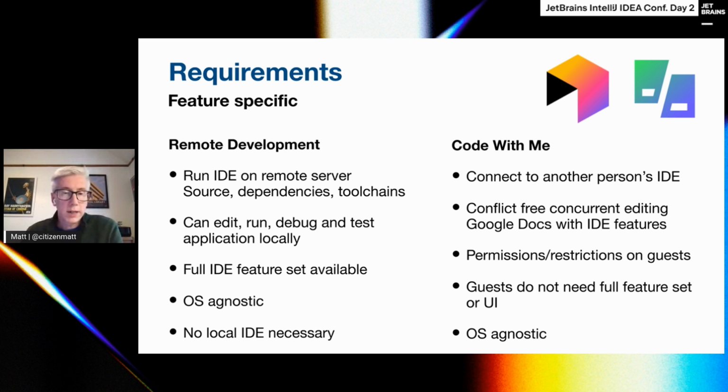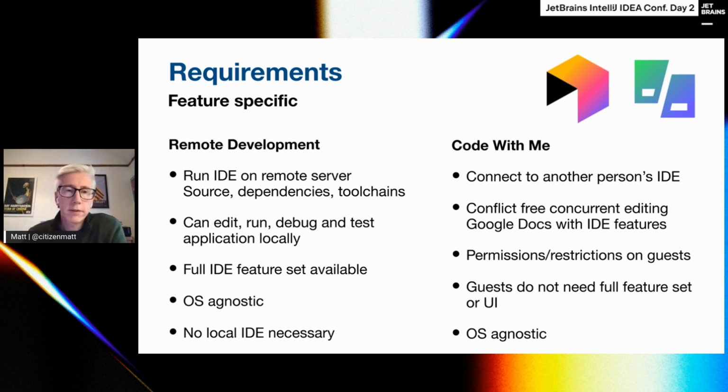We want it to be OS agnostic. So I want to be able to sit on my MacBook and use a developer against a Linux server. Remote development currently only works with Linux servers. We're going to be supporting other operating systems as we go forward. But right now, I don't want to have to be using a Linux laptop to work with a Linux machine. So I want it to be operating system agnostic. Also, we want it to be no local IDE necessary either. So we don't want you to have to install a JetBrains IDE to be able to use a remote IDE. So we want everything to be managed for you. And that's what Gateway does. Gateway manages that for you.